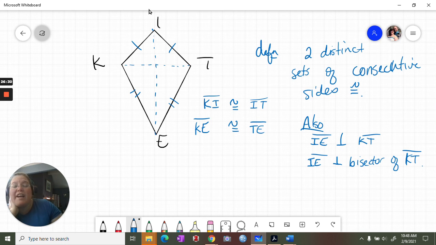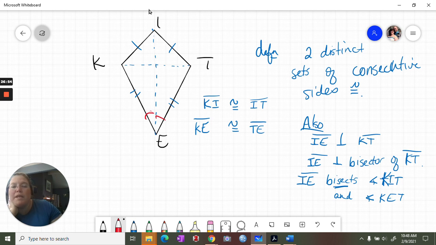This longer diagonal also bisects the opposite angles. So side IE bisects angle KIT and angle KET. To bisect means to divide into two equal parts. So that means these two angles will be equal, and then these two angles will be equal. Okay? Those are the properties we need to know.